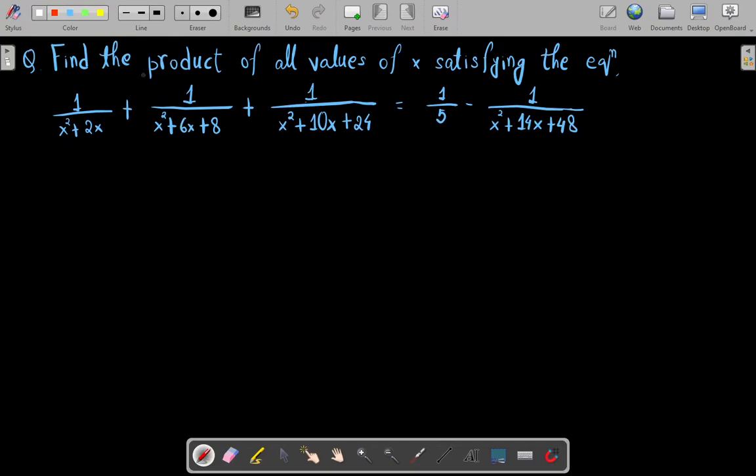Hello everyone. In this question, we have to find the product of all values of x which satisfies the equation: 1 upon x squared plus 2x, plus 1 upon x squared plus 6x plus 8, plus 1 upon x squared plus 10x plus 24, equal to 1/5 minus 1 upon x squared plus 14x plus 48.